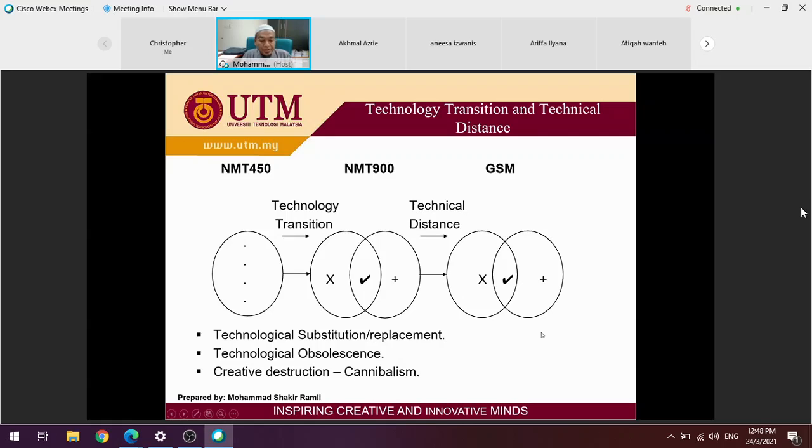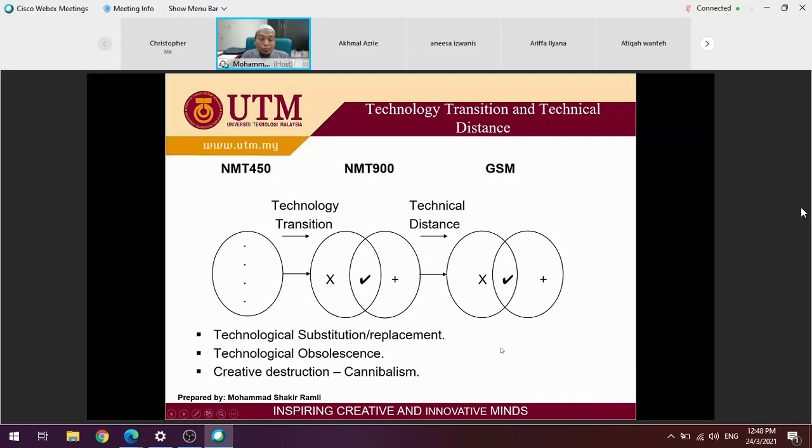This is the example. Besides, there are a few lessons from this example. One note here, I put technological substitution or replacement. Technology has been substituted and replaced. In some cases, partial substitution or partial replacement. But there are many cases we call complete substitution or complete replacement, like from analog to digital. From NMT 900 to GSM, we call it from analog to digital.